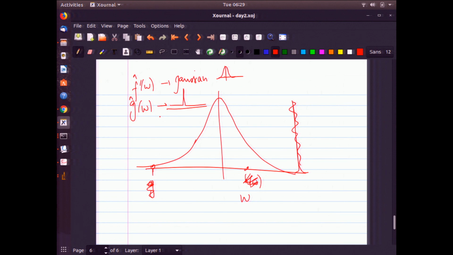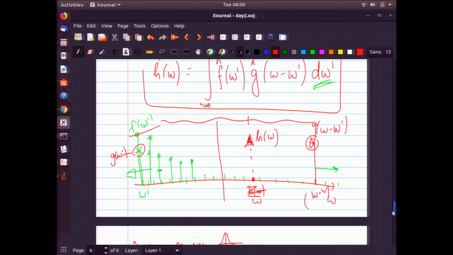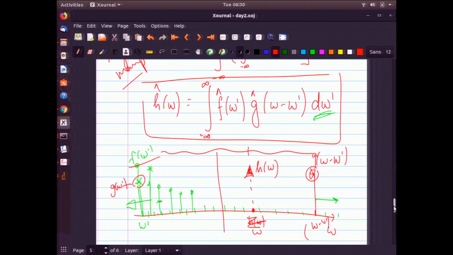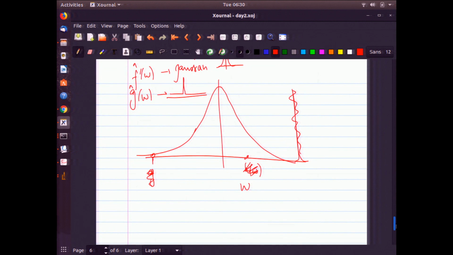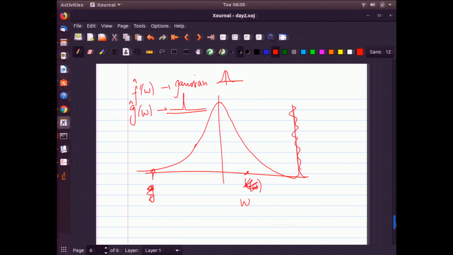Any idea what it gives you back? Has anyone seen this before? So if my f hat omega is a Gaussian and g hat omega is just a spike, what will I get back as this? Spikes. A spike in the shape of a Gaussian. What does that mean? You will just get back a Gaussian. Okay? So this was also meant to be homework. I forgot to write it. So you can look it up and find out what the convolution should be. Try to do it step by step.